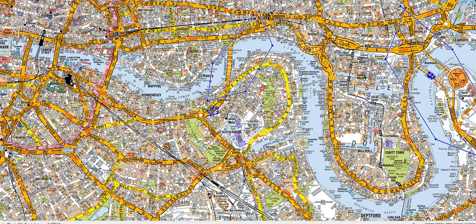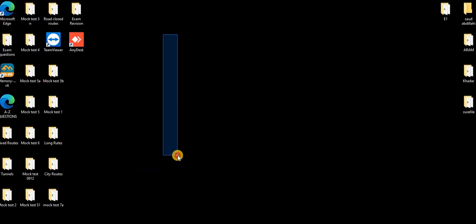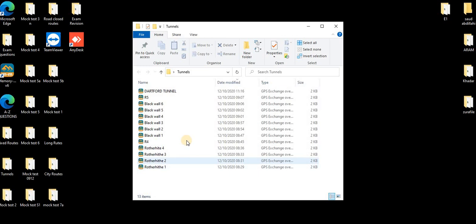So you can log in to my system. I have 300 questions, like you'll be able to see. You can see these are the questions. You can see the folders. All these folders are full of questions. If you go to, let's say, tunnels, this is all the tunnel questions. You can log in and practice.